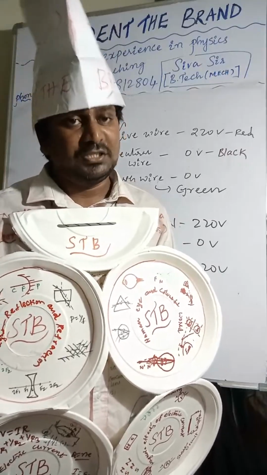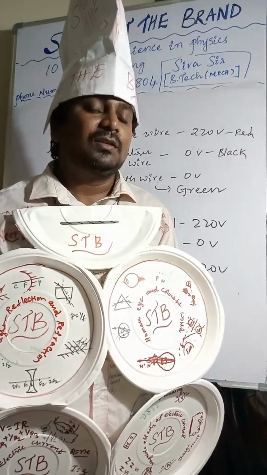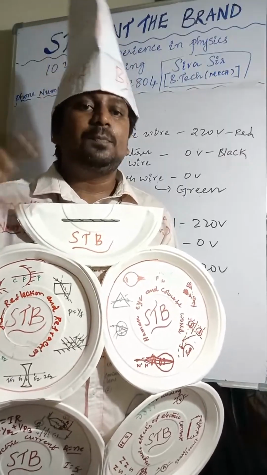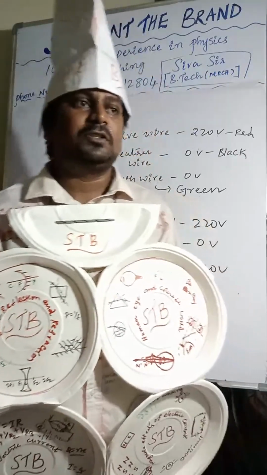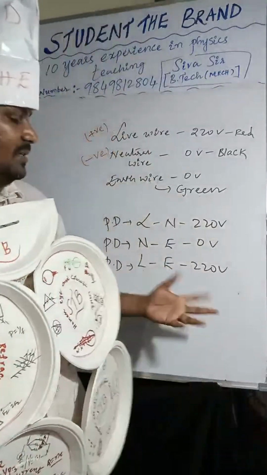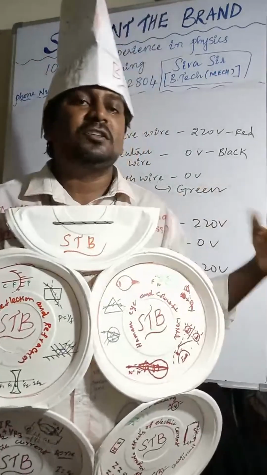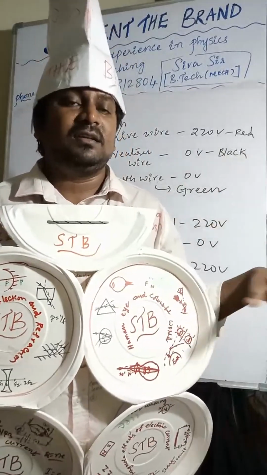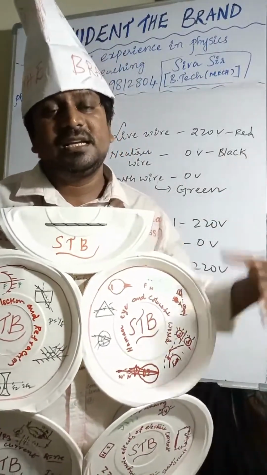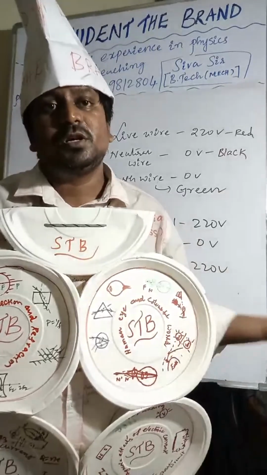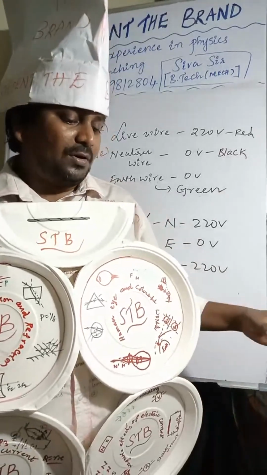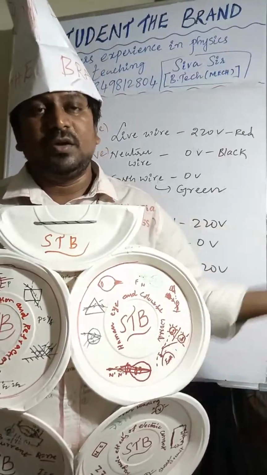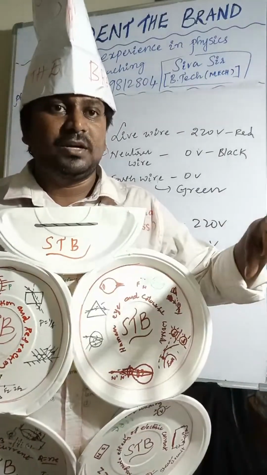This is also known as Joule's law. H equals I squared R T. Heat produced in the conductor is directly proportional to the square of current. Heat produced in the conductor is directly proportional to resistance. Heat produced in the conductor is directly proportional to time. So that is about Joule's law of heating. I hope it is very clear. So regarding those points we discussed.